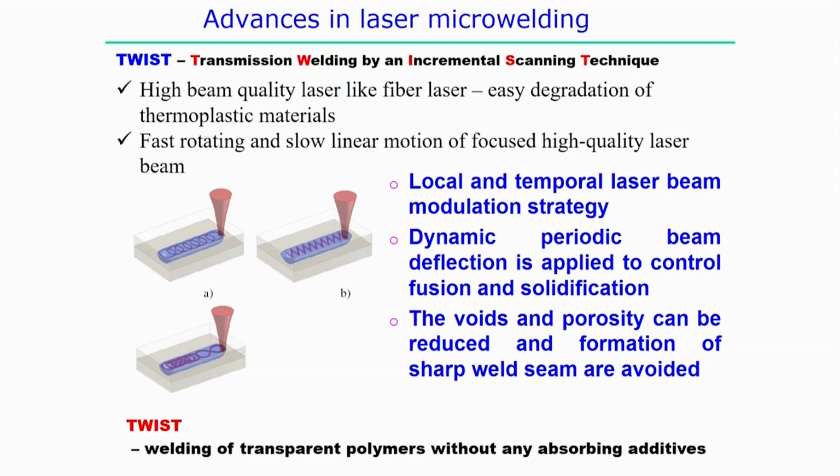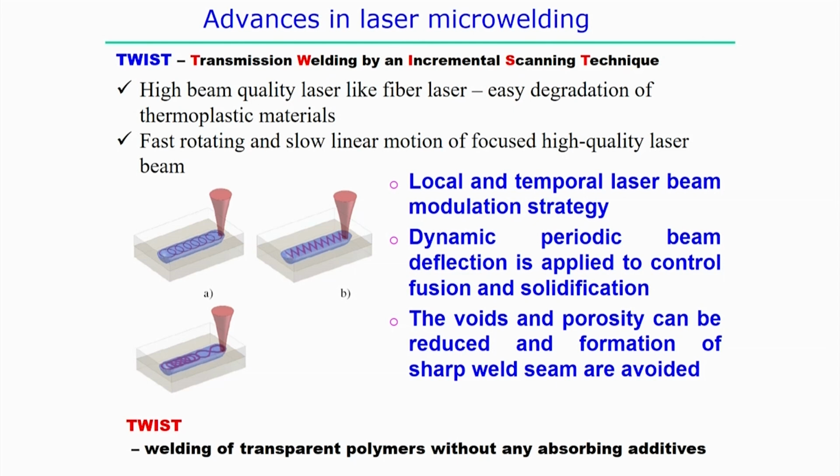The second thing is that if periodic beam deflection is also applied dynamically, it can control the fusion and the application. That means not focusing the laser beam for a long time in a particular zone; rather, if we periodically deflect the laser beam and also control the laser path, there is a better opportunity to avoid damage to any kind of thermoplastic material. In that case, it is possible to avoid voids and porosity can be reduced.